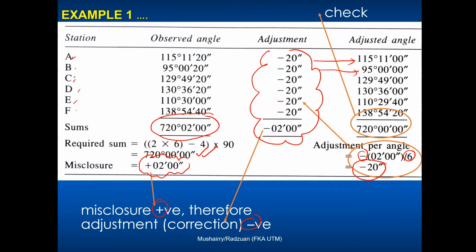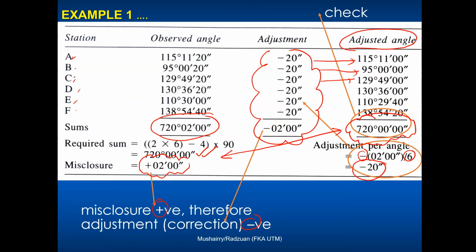Okay, and finally, when you're done with all the corrections, you get all the adjusted angles, and you have to sum them. Sum the angles, and that value and that value should be equal. So that is the method of how we apply a correction to the angles that we observe.